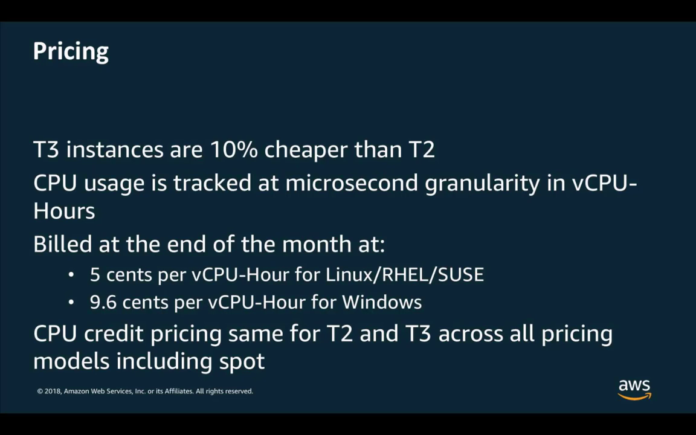CPU usage is tracked at microsecond granularity in vCPU hours, and it's billed at the end of the month at 5 cents per vCPU hour for Linux, Red Hat, and SUSE. And for Windows, it's 9.6 cents per vCPU hour for the Windows OS. Similar to T2, T3 has the same 5 cents per hour across all pricing models. So if you're using OD, RI, or Spot, the CPU credit price is 5 cents per vCPU hour.